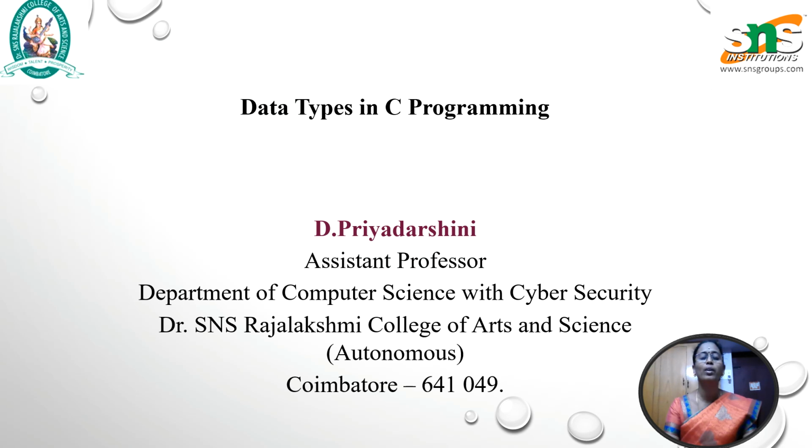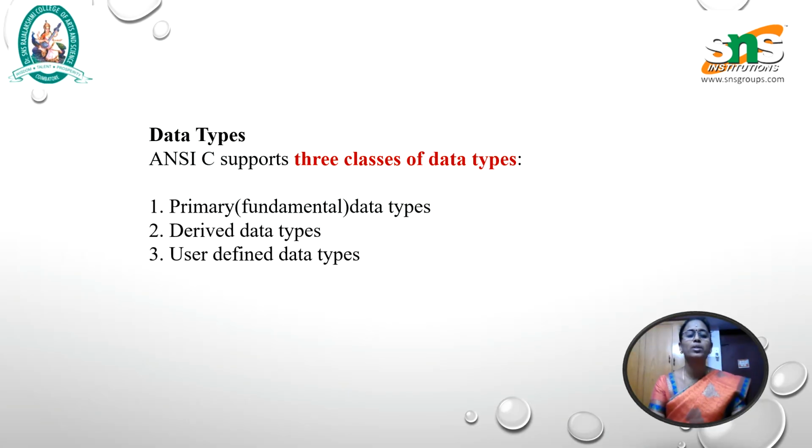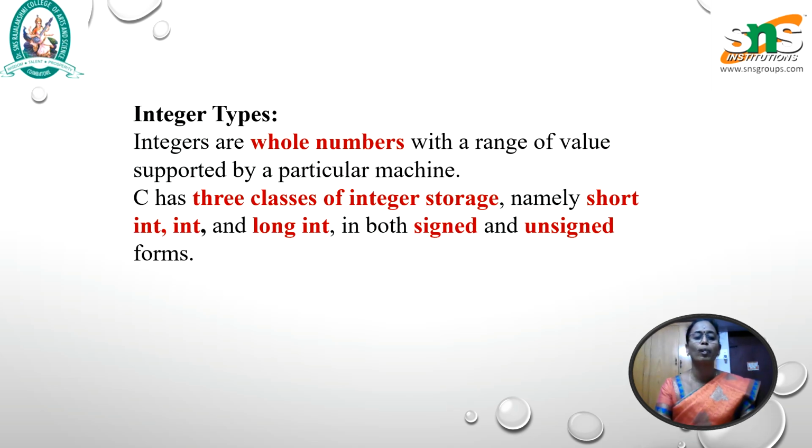Today, we are going to discuss data types in C programming. The data types in C programming support three classes of data. One is primary, the second is derived data type, and the third is user-defined data type. The primary data type is also known as fundamental or built-in data type. It consists of integer, floating point, and character. We are going to discuss them one by one.